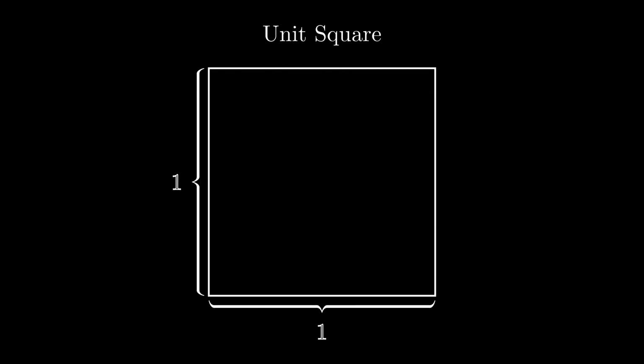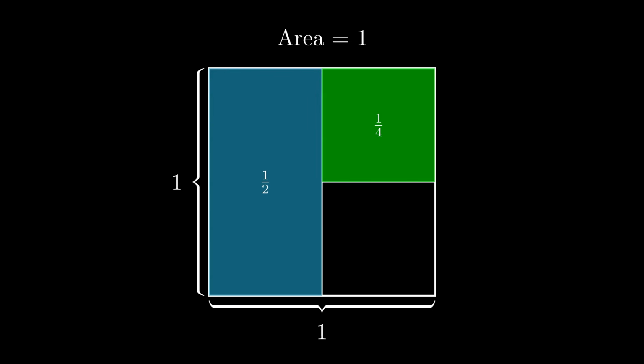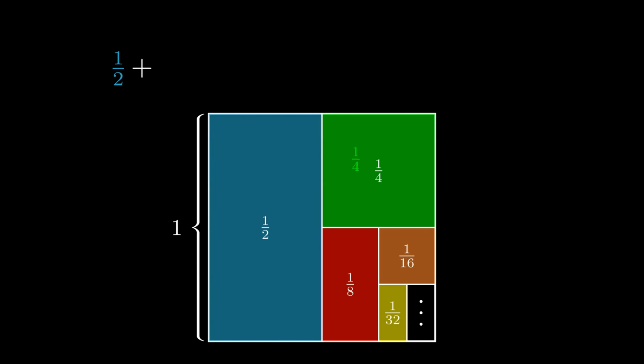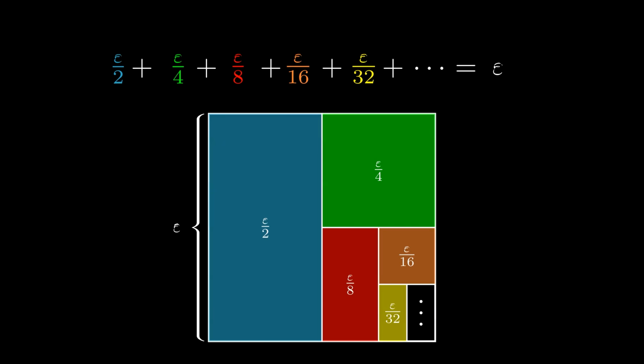First, we'll need the well-known geometric sum 1/2 plus 1/4 plus 1/8 and so on equals 1. This is something crucial to our proof. To see this geometrically, let's consider a 1x1 square which has area 1. If we cut parts of the square in half repeatedly and add all the components together, we can see the results. And of course, replacing 1 with epsilon here gives a similar sum that we'll use later.